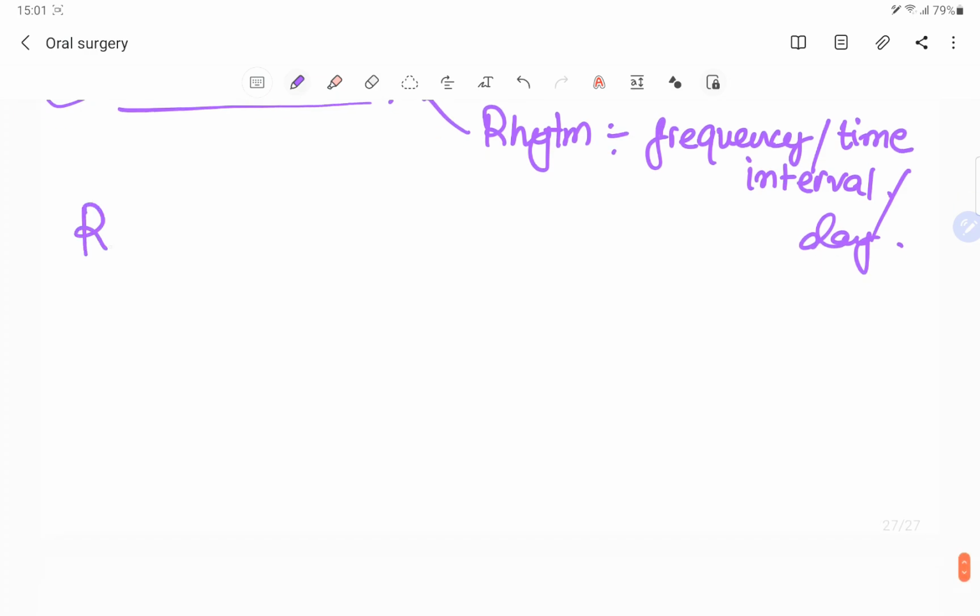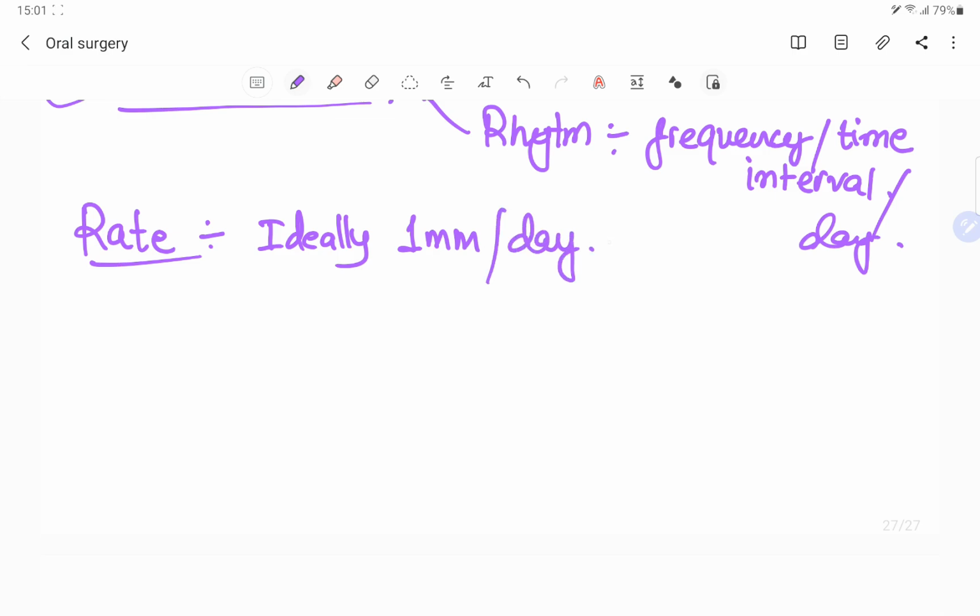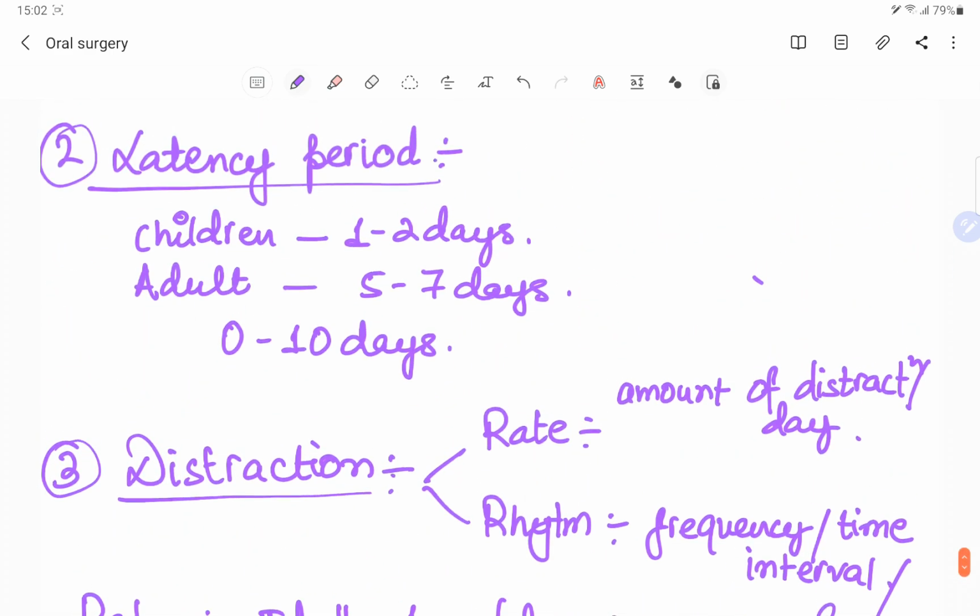So, the rate is ideally 1 millimeter per day. That is given by Elizarov. Everything ideal is given by Elizarov. That is the reason we are calling him the father of distraction osteogenesis, but it may range from 0.5 to 2 millimeters, right. One more thing I would like to add is, in children I have told you 1 to 2 days, that is a child of 8-month-old.